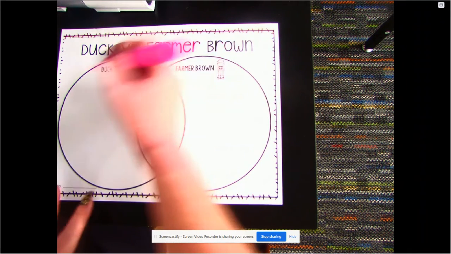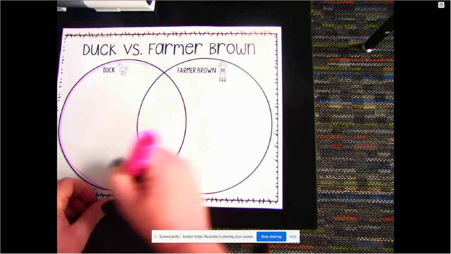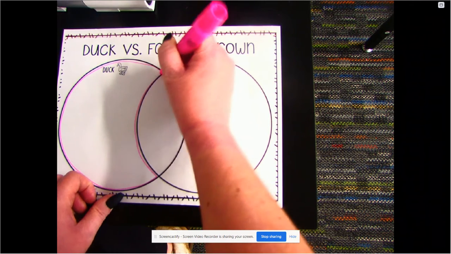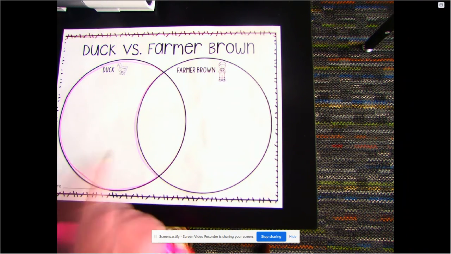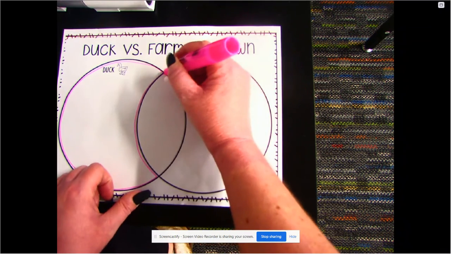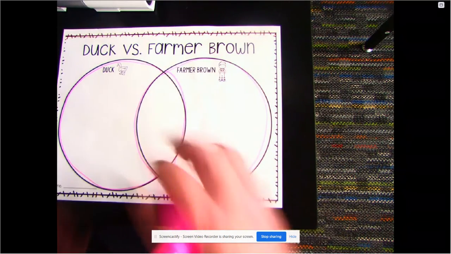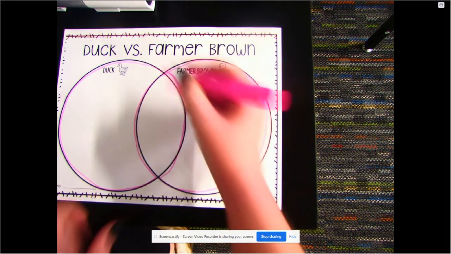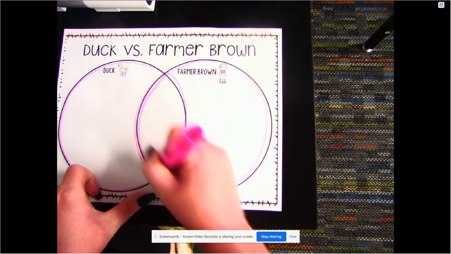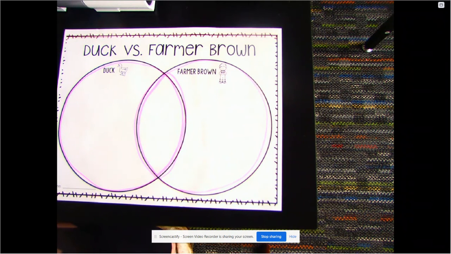So in this area, this is about Duck. These are things that we know about Duck. And over here, these are things that we know about Farmer Brown. And then right here in the middle, these are characteristics or things that they have the same or do the same.